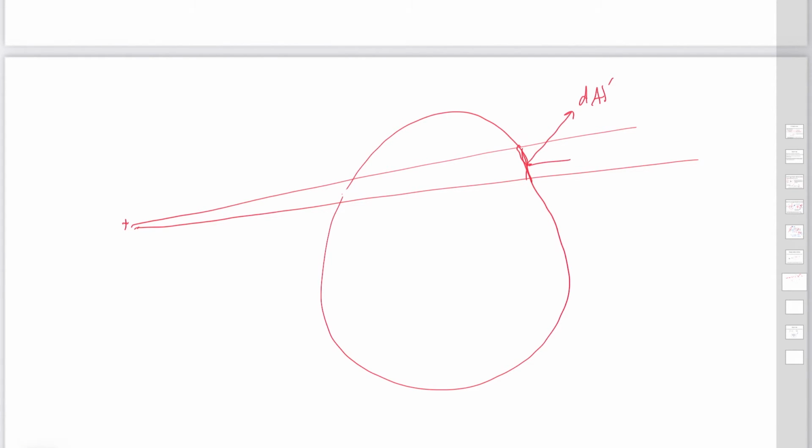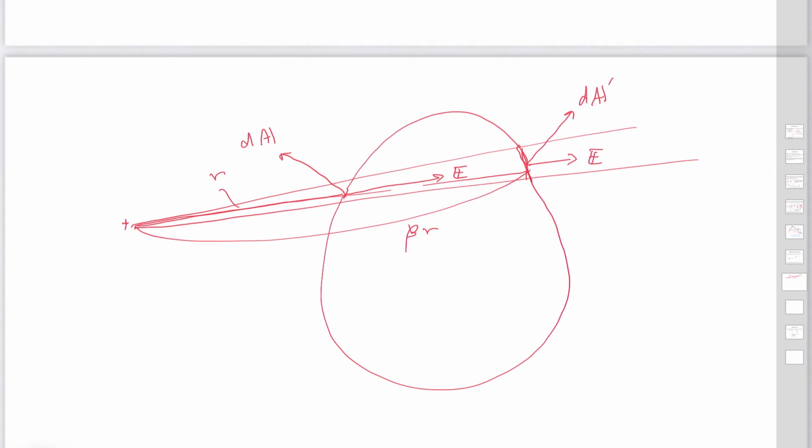So the E vector is here. Also this point has an E vector. This point is close to the charge, so the magnitude is larger. The dA vector is here, at R. So this length becomes beta R. Then as I explained, we always consider dS prime, and this dS vector is parallel to the electric field. Again, dS prime becomes beta squared dS.